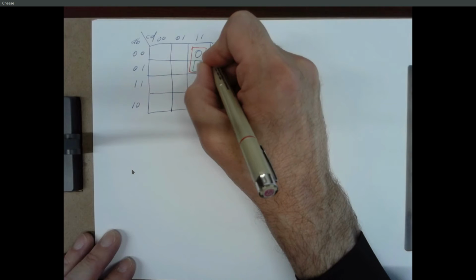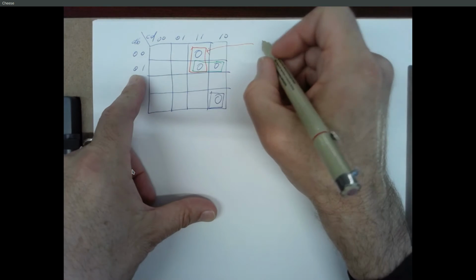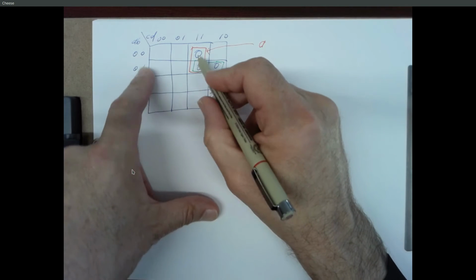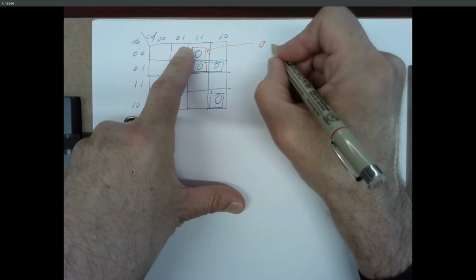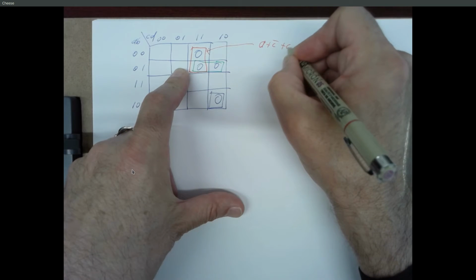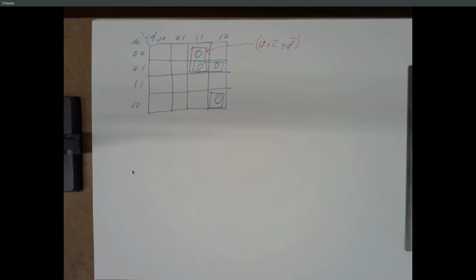And then look for the variables that change or stay the same. So A has got to be a 0. So for a 0, we write the variable without a bar. B changes. C is a 1. So we write that with a bar. And D is a 1. So we write that with a bar. So there's a sum term corresponding to that rectangle.